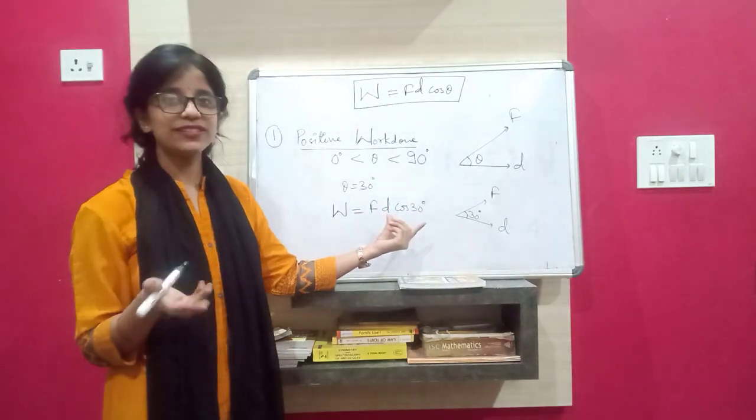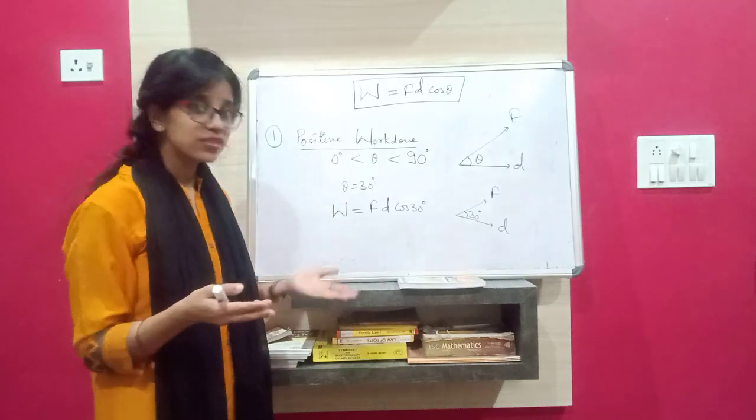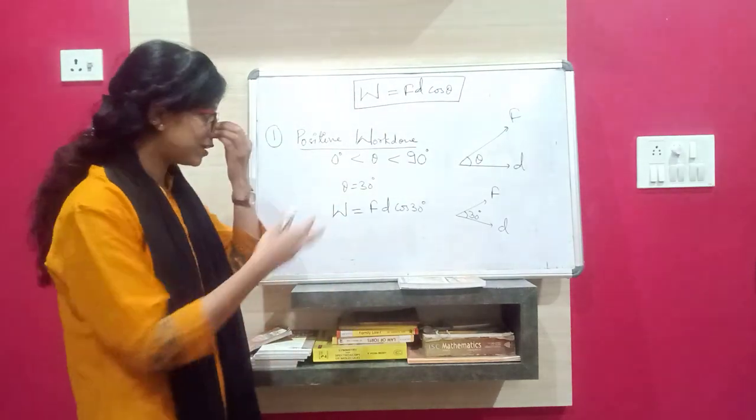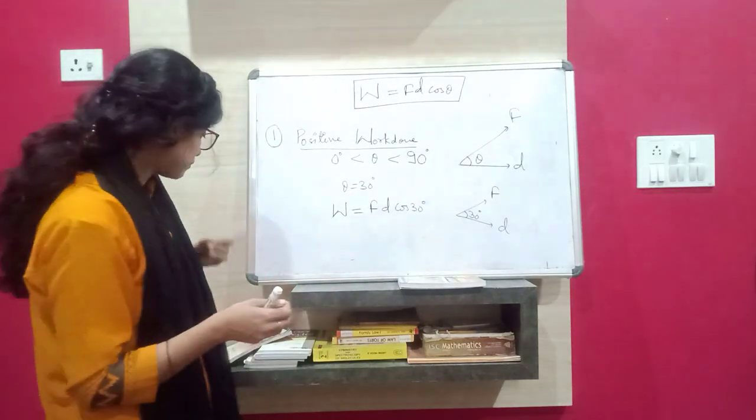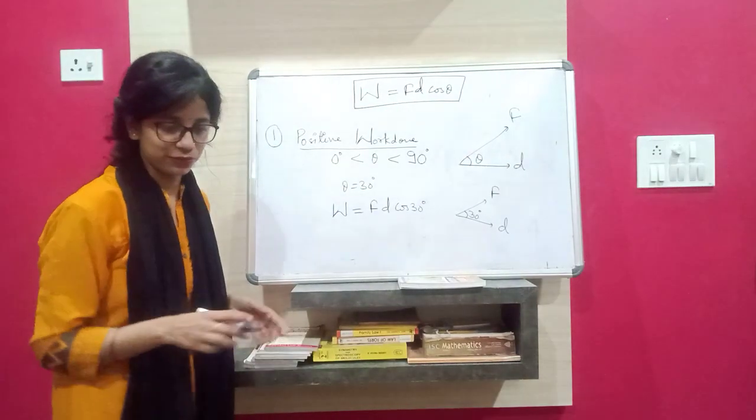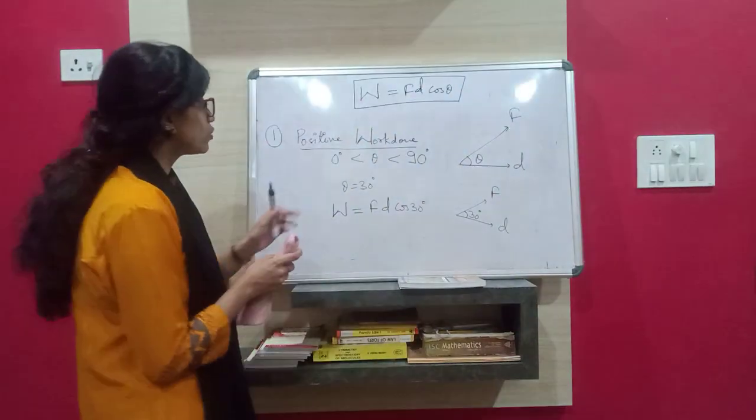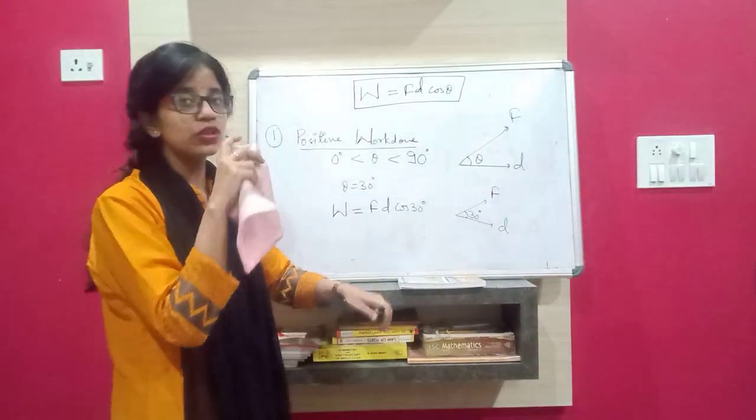Okay, F d cos theta, cos 30, cos 60, whatever it is. So we'll put the value here. By the way, it is root 3 by 2. So that's how we say that the work done is going to be positive.